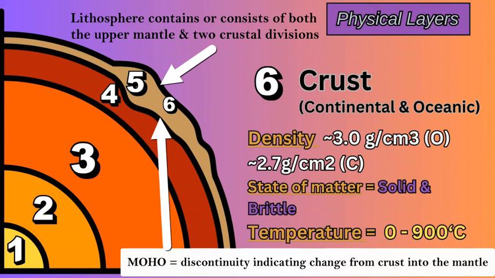Now, the density of the oceanic crust is around 3.0 grams per centimeter cubed. It's a little bit heavier and denser than the continents at 2.7. And this is a solid rock layer that also is brittle, which comes into play when discussing crustal deformation, continental drift, seafloor spreading, and also plate tectonics. The temperature ranges again as the lithosphere between 0 to 900 degrees Celsius. Again, with the geotherm, an increase in depth comes with an increase in temperature.